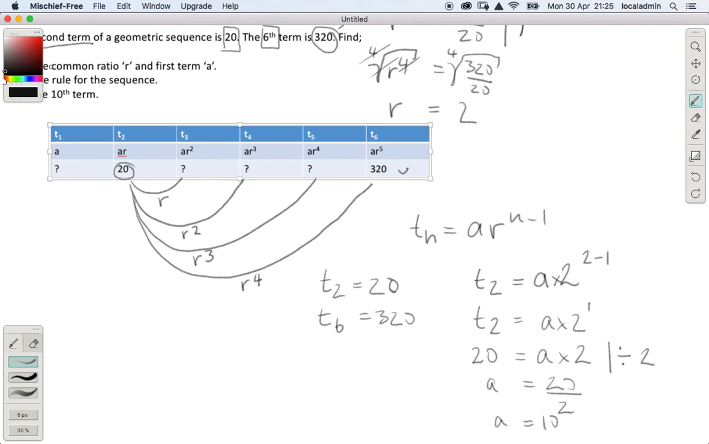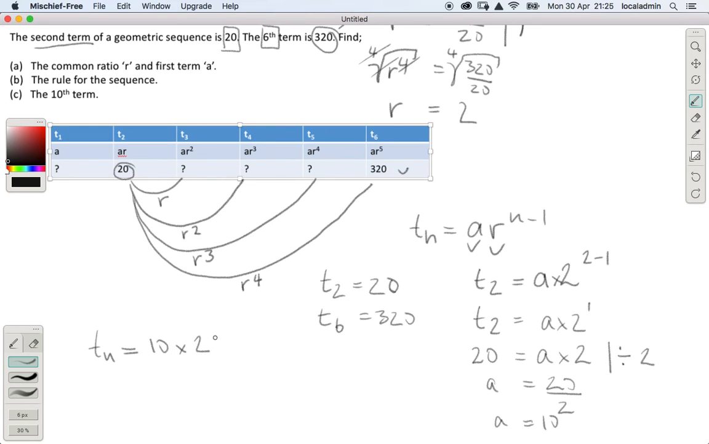And now we want to find the common sequence rule. So now we have everything together. We got a, tick, we got r, tick, and that n minus 1 stays the same. So we start with 10 multiplied by 2, that's our r to the n minus 1, and that is the answer for part B. In order to find the 10th term, we say T10 is the same as 10 times 2 to the power of 10 minus 1.